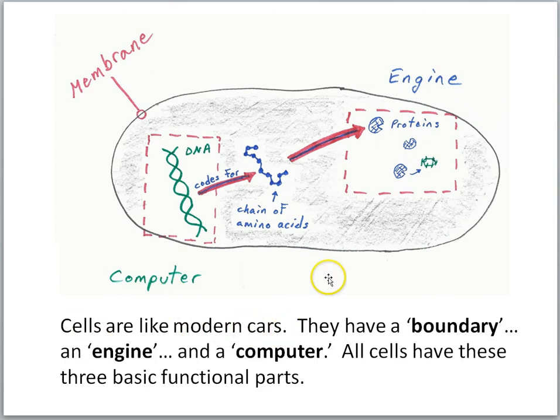Cells are like modern cars. They have a boundary, which is the membrane. They have an engine, and that's the metabolism that we talked about, the proteins that are breaking apart food molecules. Now, bacteria don't have mitochondria, so they're not doing that chemistry, but they are doing metabolism on food. So we're going to call that the metabolic engine, even though they don't have mitochondria. And all cells have a computer, and we're going to call that the DNA. And the DNA is the recipe to build those proteins, and it regulates, in a sense, the operation of all those proteins that are doing their jobs in the cell.